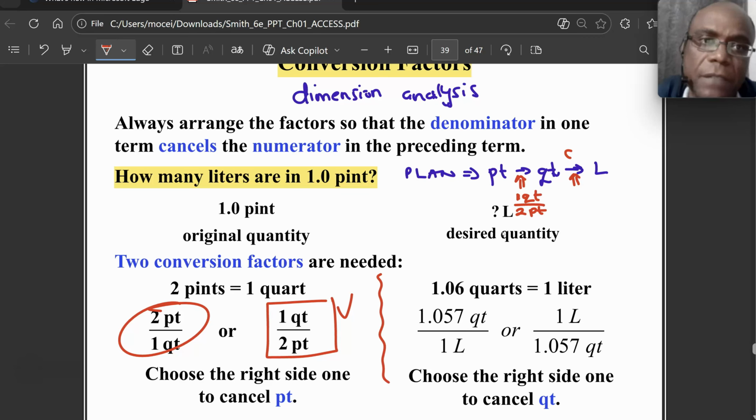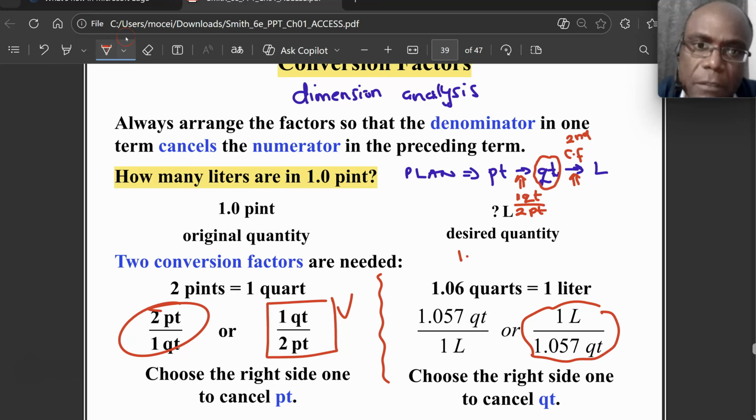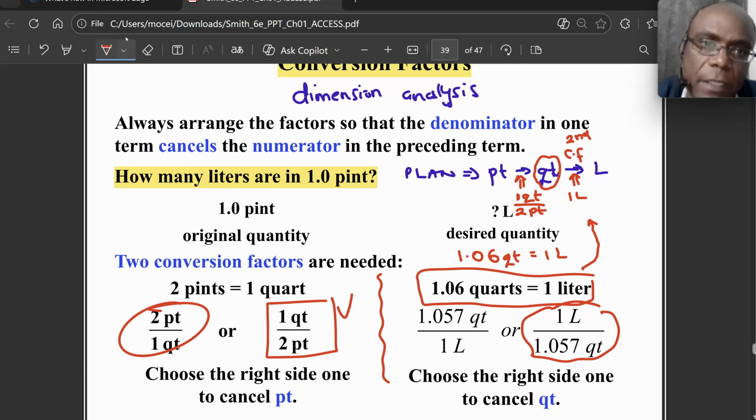Now, the second conversion factor will relate a quart to a liter, because you're coming from a quart, which is the unifying factor, and we go to the liter. That will use this version of the relationship. We know that 1.06 quarts is 1 liter. Since I'm going to the liter, I'm going to make sure that my liter is the numerator and my quart is the denominator.